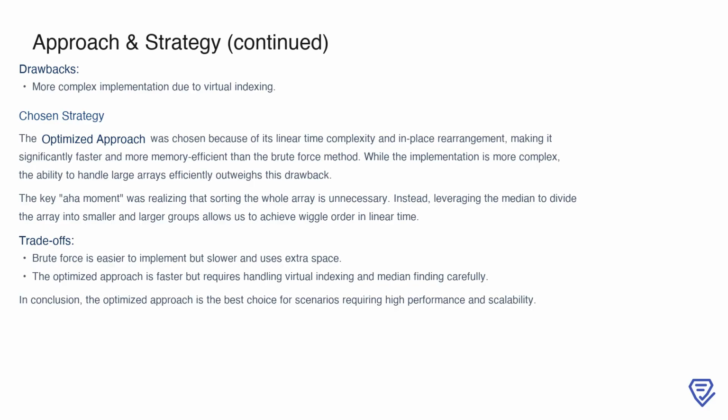The key realization here was that sorting the entire array is unnecessary. By focusing on dividing the array into smaller and larger groups around the median, we can achieve the desired wiggle order much faster. Of course, there are trade-offs to consider. The brute force method is simpler to implement but slower and requires extra space, whereas the optimized approach is faster and more memory efficient but demands careful implementation. Ultimately, the optimized approach stands out as the best choice for scenarios where performance and scalability are critical.